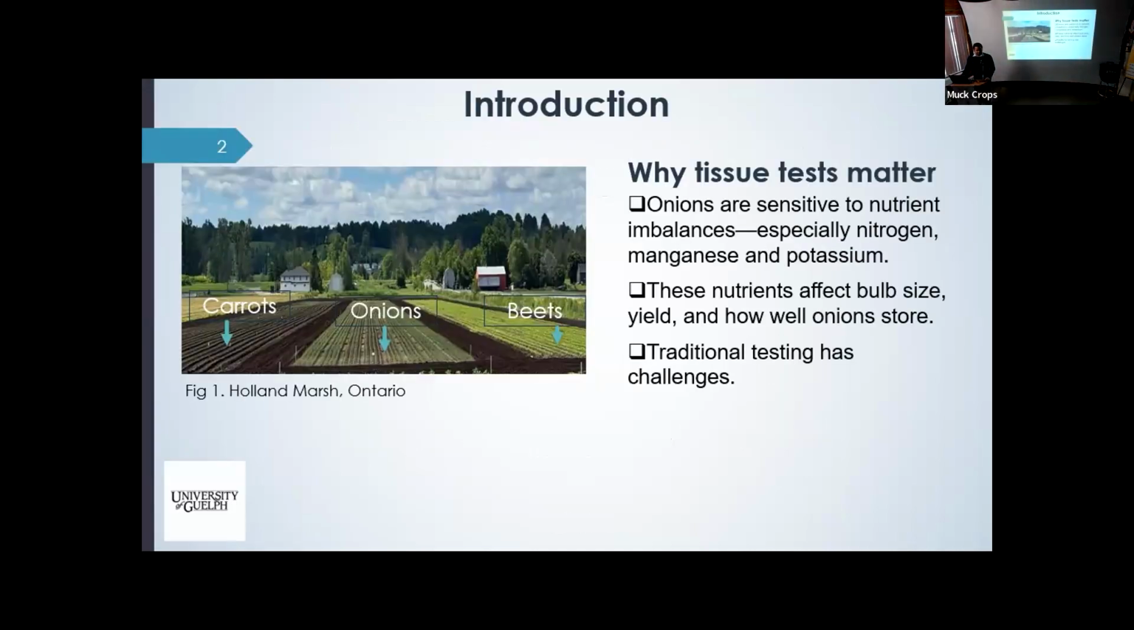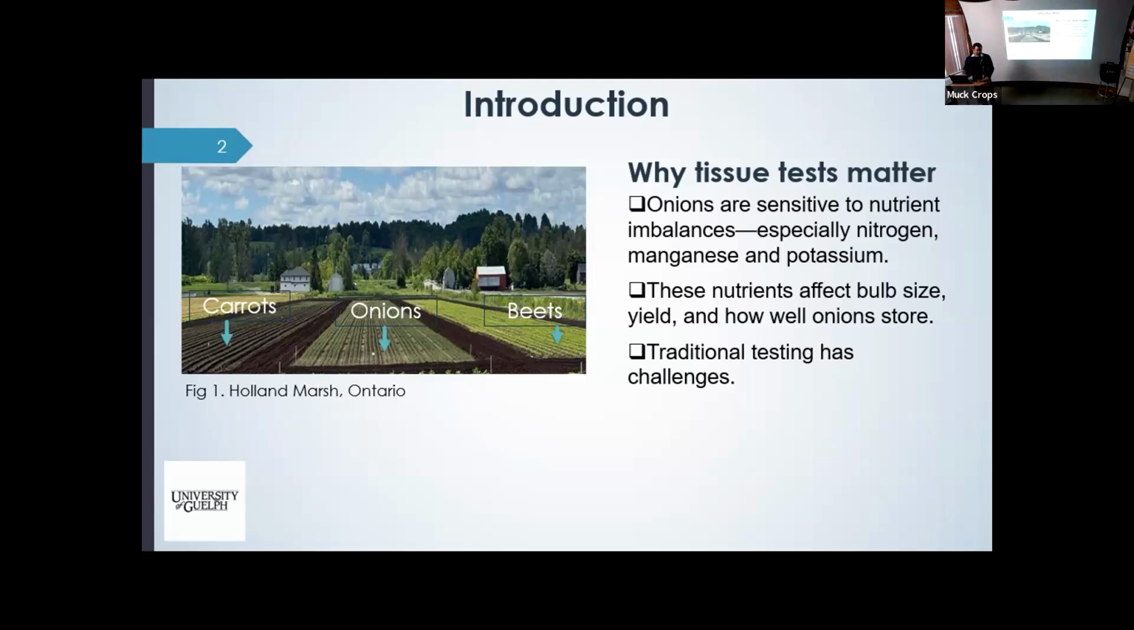Tissue testing is a procedure where we take the leaf of a plant and analyze it to get information about the nutrients in the plant at a particular growth stage. So it kind of gives you a picture of what is in the plant at that particular moment, like a snapshot of every nutrient that the plant has.